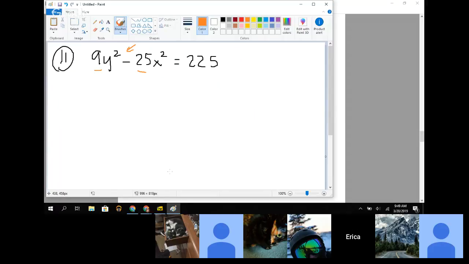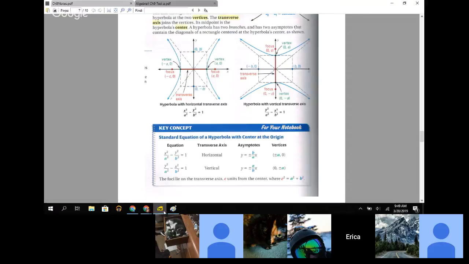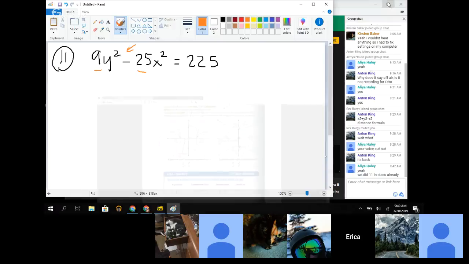Remember that all of your equations for the hyperbola, just like the ellipses, equal 1, our standard equation. So what we're going to want to do is make this... Oh, we did 11 in class? Okay. 9. Let's switch to 9.